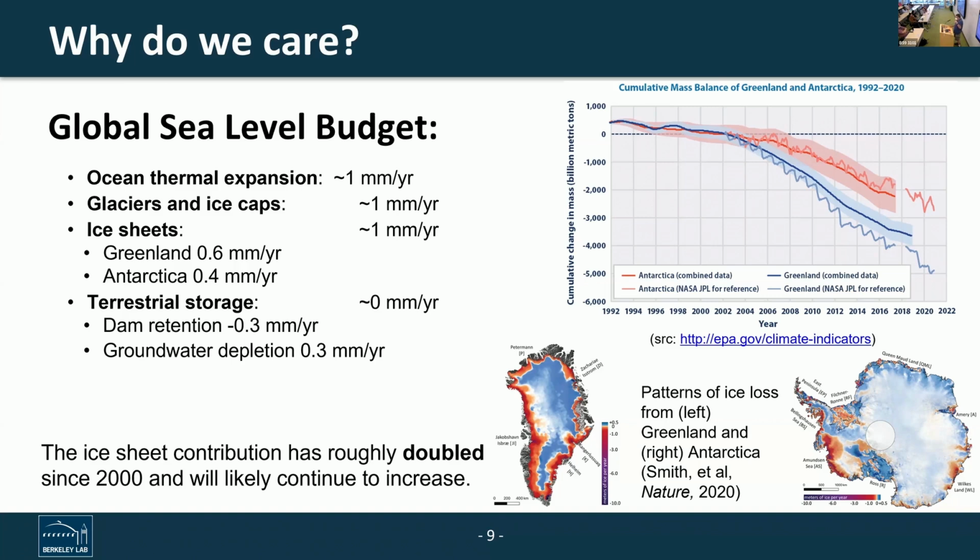And the issue is that the contribution due to ice sheets has roughly doubled since 2000 and will continue to increase. Glacial ice caps, we're going to run out of those very soon, so that won't be an issue. But the big question is what happens with that 60 meters of sea level rise in Antarctica and Greenland.